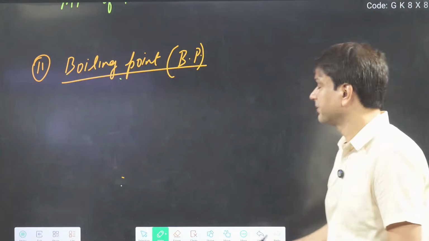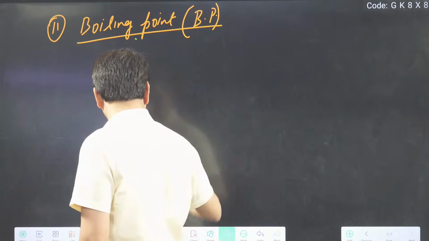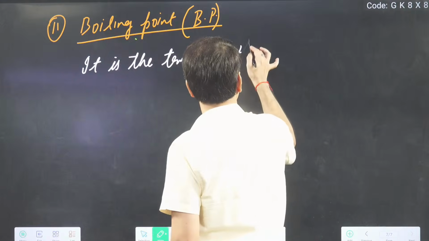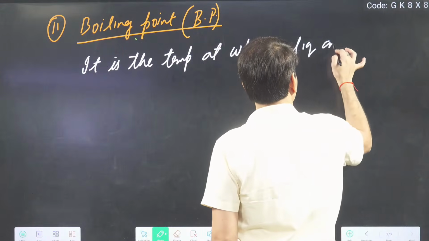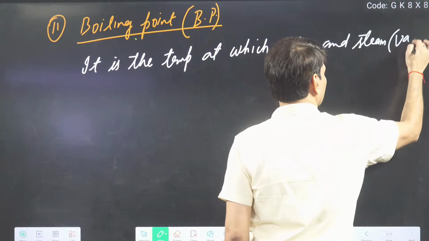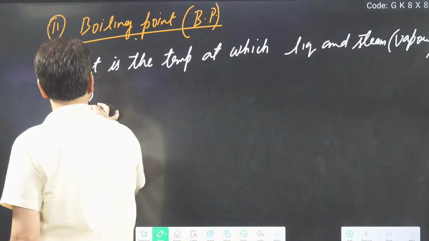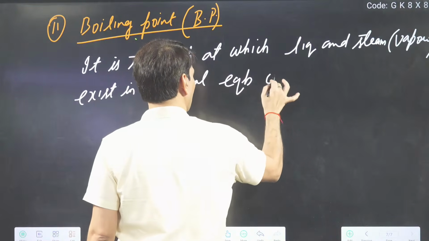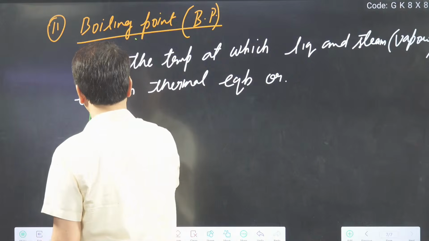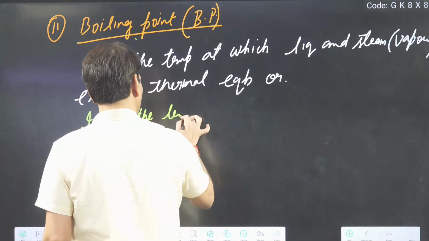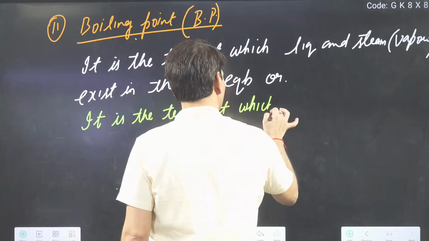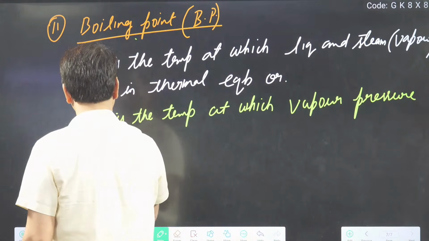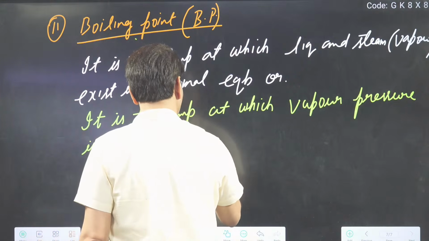Understood? So what I said is, it is the temperature at which liquid and steam, generally we will write as vapor, exist in thermal equilibrium, or we can say, it is the temperature at which vapor pressure is equal to atmospheric pressure.